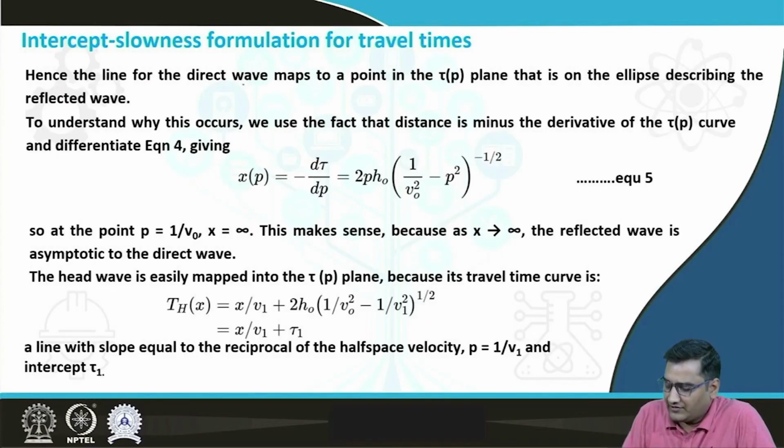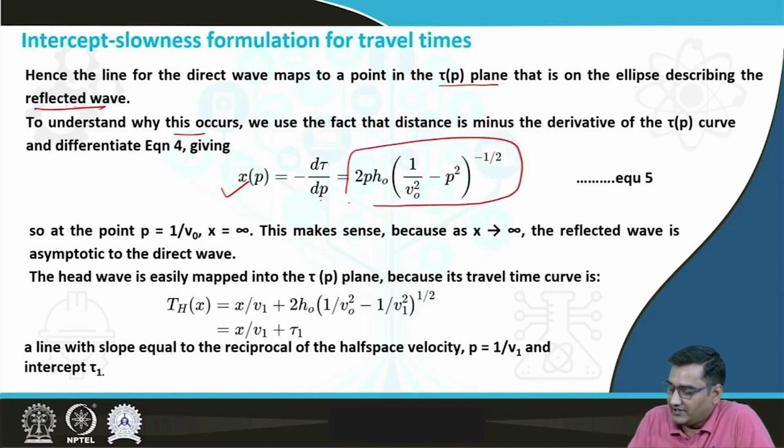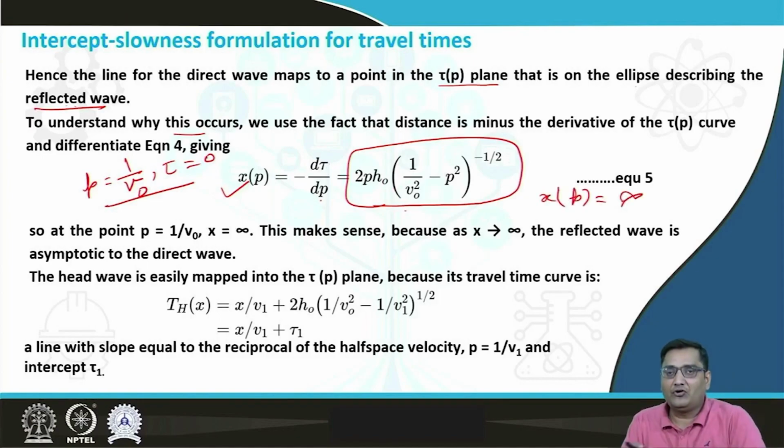Hence the line for the direct wave maps to a point in the tau-p plane that is on the ellipse describing the reflected wave. To understand why this occurs, we can take x_p as minus d tau by dp. That can further be written as something like this. If you say that p is equal to 1 by v naught when tau is equal to 0, then you will observe that x will become infinity, which means that when the offset distance is infinity, the reflected wave becomes similar to the direct wave.